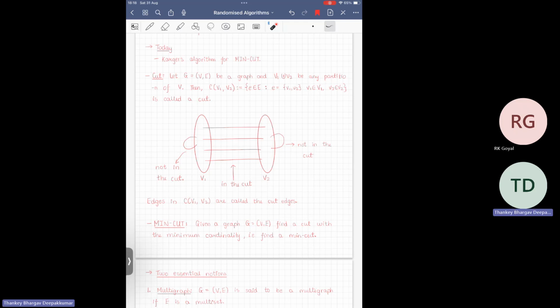Or rather, let me do it like this. Let's say there are two connected components, C1 and C2, in the graph. There is no edge going between C1 and C2, right? So I can put C1 over here, C2 over here, and the set is empty. So the cardinality of the min cut is zero.